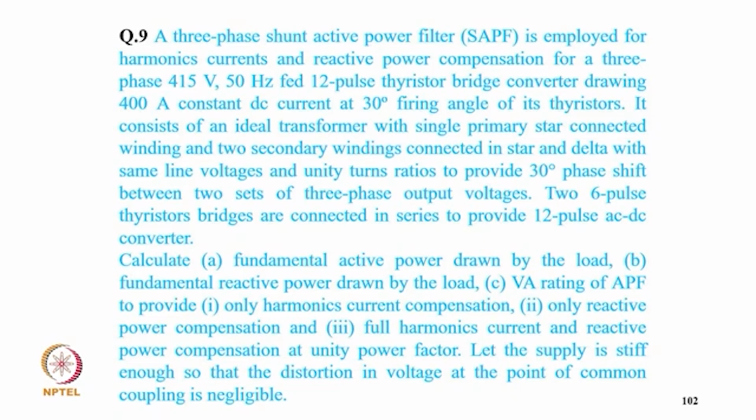in star and delta with the same line voltage and unity turns ratio to provide a 30 degree phase shift between the two sets of 3-phase output voltage, and two 6-pulse converters are connected in series to provide a 12-pulse AC-DC converter. To calculate: A, fundamental active power drawn by the load; B, fundamental reactive power drawn by the load; C, VA rating of the active power filter.